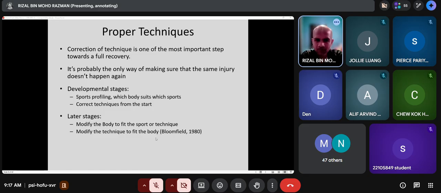Then you have later stages. Later stages, how do you do this? You modify the technique to fit the body. Not modify the sport, modify the technique to fit the body. Or you can modify the body to fit the sport. How do you modify the body?